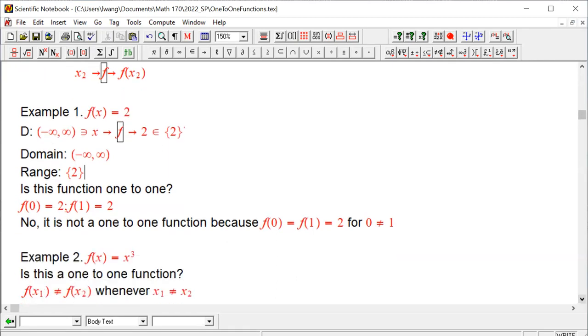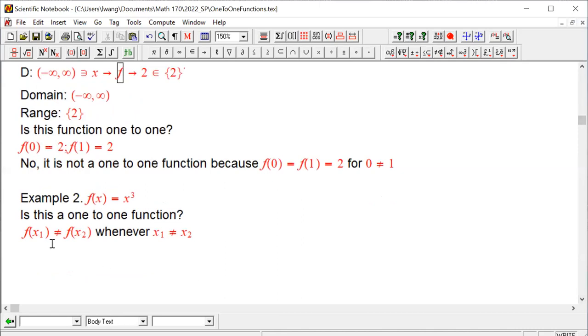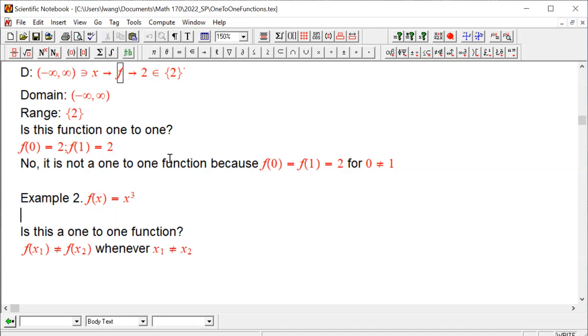Okay, so next one. I chose this function. Is this function one-to-one? Well, to demonstrate it's one-to-one, we just have to make sure this statement is true. If this statement is true, it is a one-to-one function. Now, of course, we understand the domain of this function. We choose inputs x1, x2 that belong to the domain, which is from negative infinity to positive infinity.